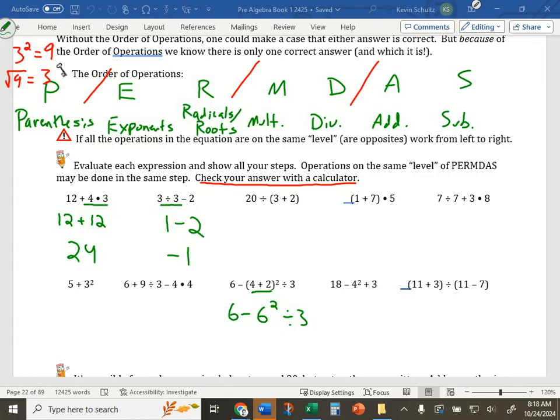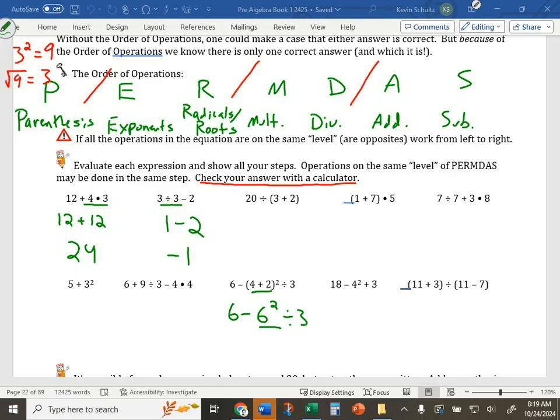6 divided by 3. Not the divided by 3. We have subtraction, 6, we have an exponent, square, and we have division. Oh, the exponent. The exponent's done next, yeah. The exponent is on a level above division, right?